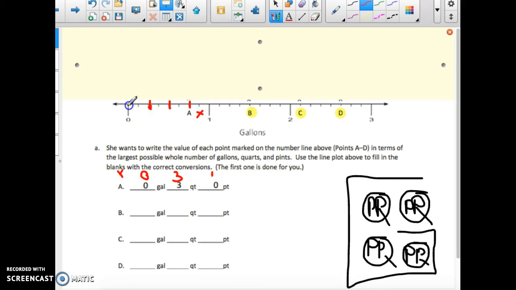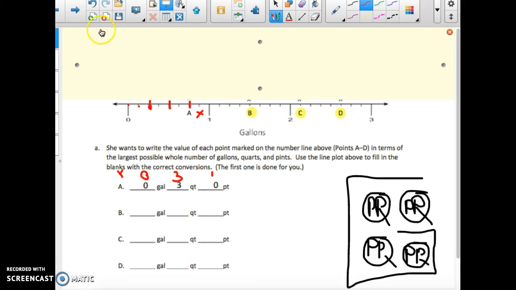So that would be 1 pint. So if I read this, this is nothing. There's nothing there. This would be 0 gallons, 0 quarts, and 1 pint. 0 gallons, 1 quart. 0 gallons, 1 quart, 1 pint. 0 gallons, 2 quarts. 0 gallons, 2 quarts, 1 pint. 0 gallons, 3 quarts, no pints. 0 gallons, 3 quarts, 1 pint, and then if it was right here, obviously I'm exactly at 1. Okay, so using that setup, you should now be able to figure out where B, C, and D are and fill that out accordingly.